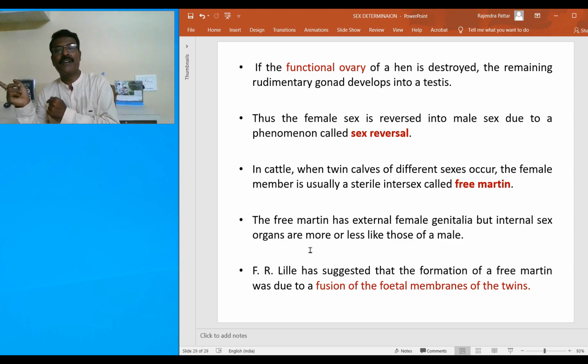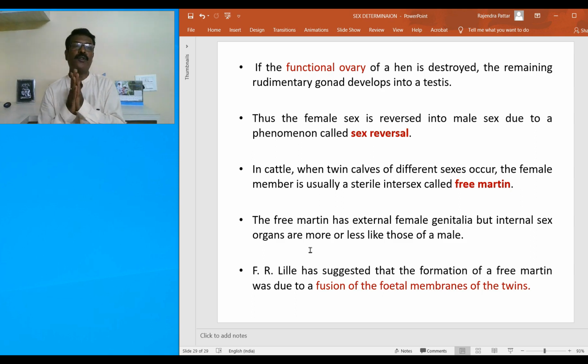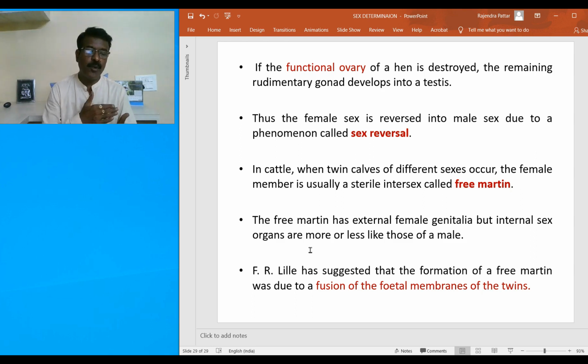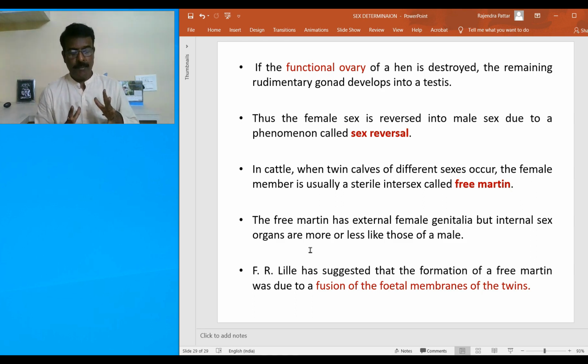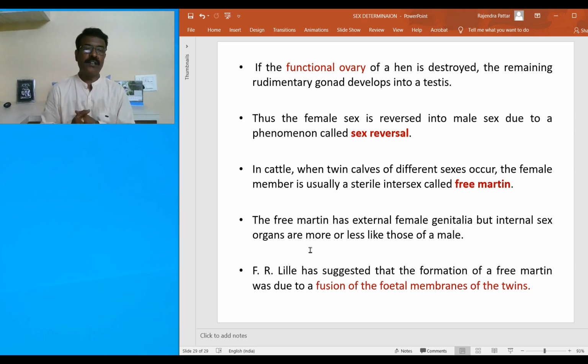This phenomenon is called sex reversal. Born as a female bird, when the functional ovary is experimentally removed, the rudimentary ovary begins to differentiate into a testis, and the bird becomes male and begins to produce sperms. This phenomenon is called sex reversal.